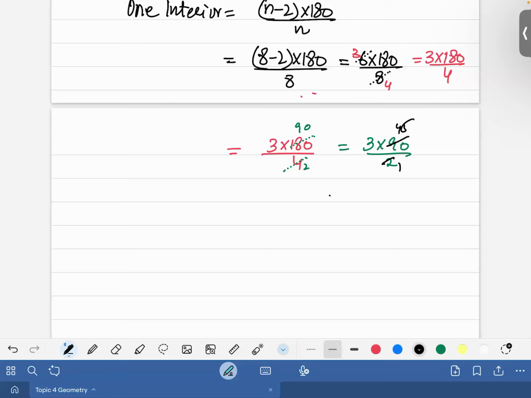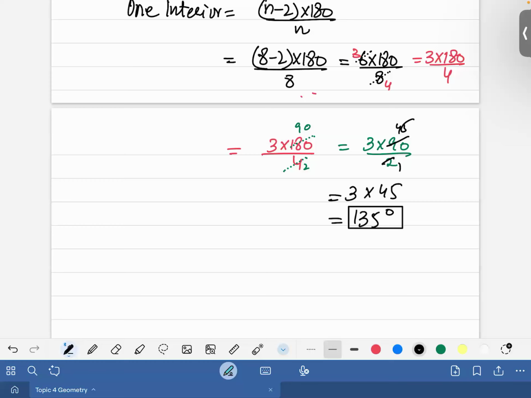So 3 times 45 is my answer, and 3 times 45 would be 135. Yes, thank you. So 135 degrees would be the angle of an eight-sided regular octagon.